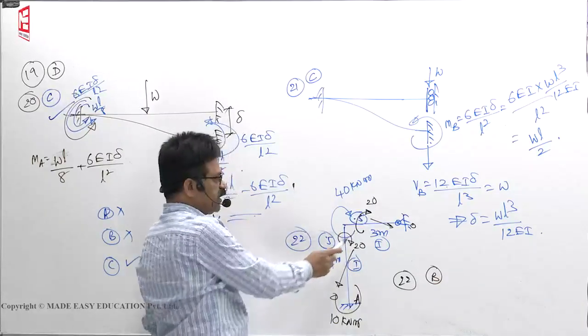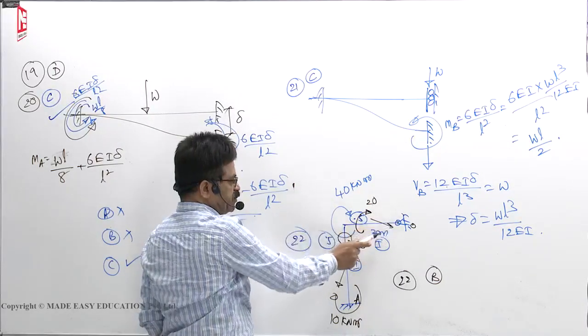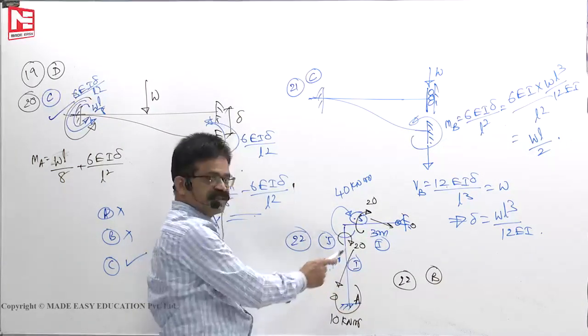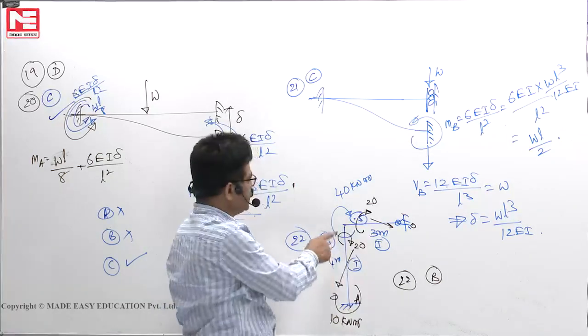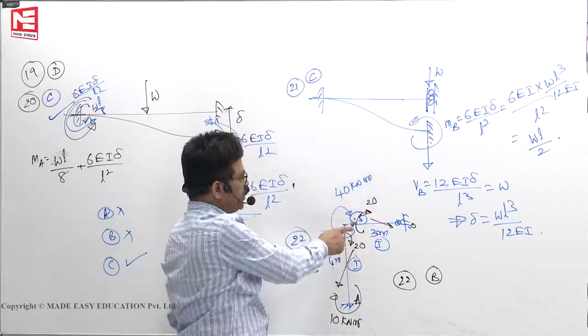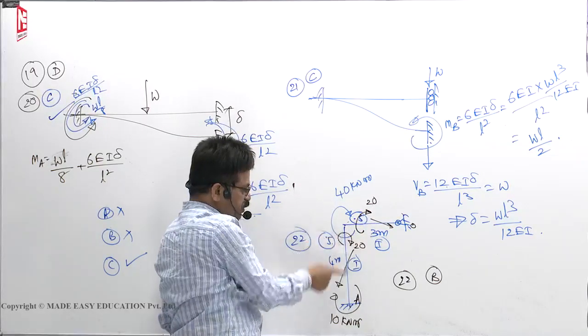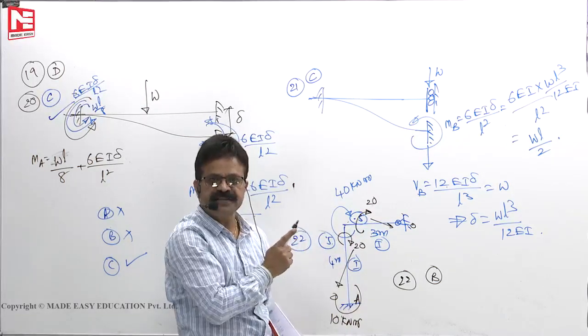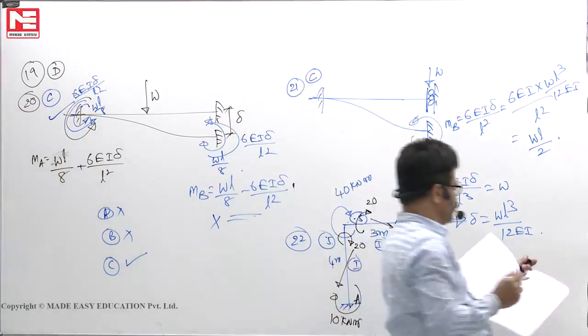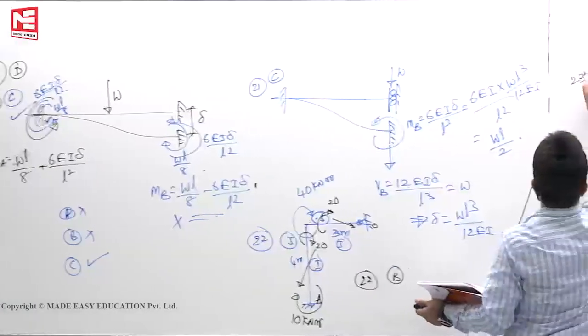This much fast should be there. Far end hinge 3 meters, fixed 4 meters. I told you 0.5, 0.5 distribution factors. So 40 gets distributed 20, 20. Out of 20, 0 here. This 20 out of here, because it is fixed, 10. Next, 23rd.